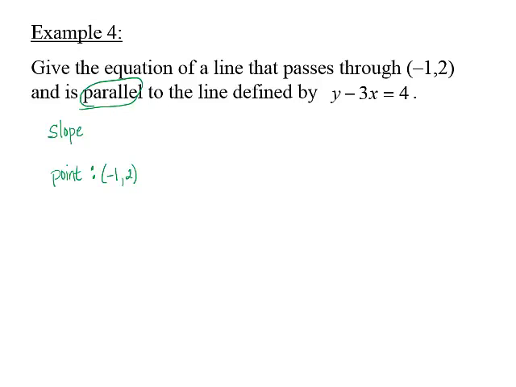Because our lines are parallel, we're going to have to use the same slope as what is given in the equation y minus 3x equals 4. If we solve that for y, we get y equals 3x plus 4. The given line has a slope of 3. A line parallel to it will also have a slope of 3. I'm going to designate that with m sub parallel, the symbol for parallel lines, equals 3.